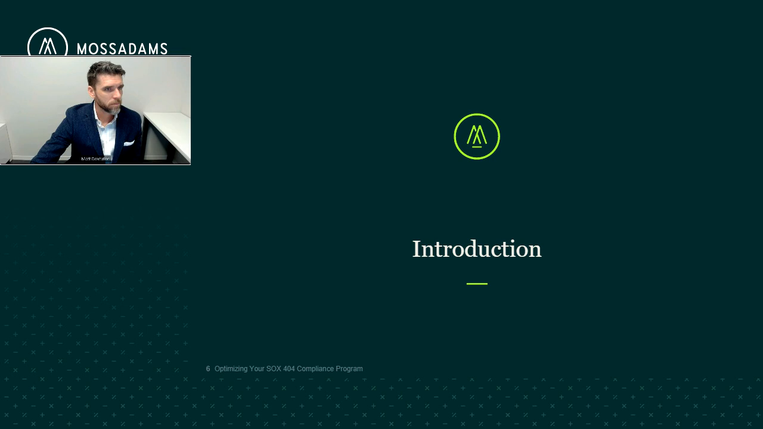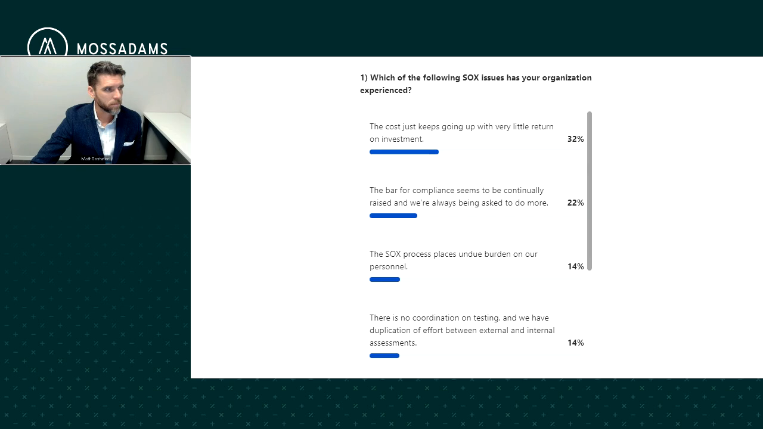All right, and let's go ahead and take a look at the results. Back to you. All right, so it looks like a couple of the popular choices had to do with the cost and the perception that we don't get a whole lot out of that other than being compliant. And then the other one was we just keep being asked to do more, which is something that we are seeing a lot and something that we'll touch on here in a second.